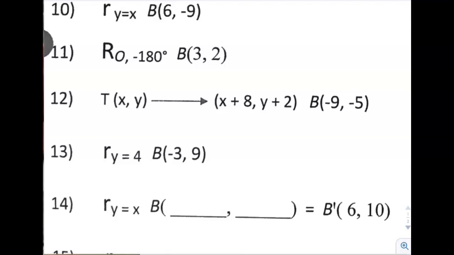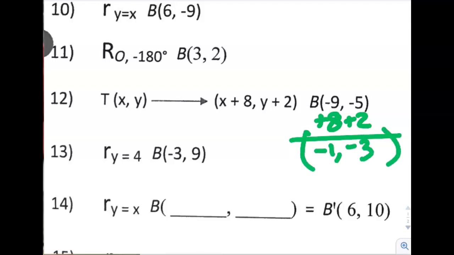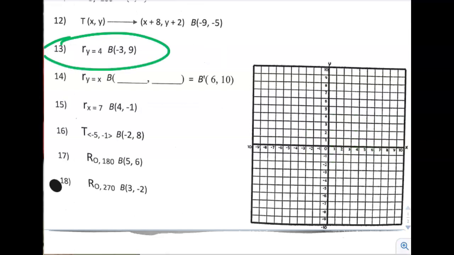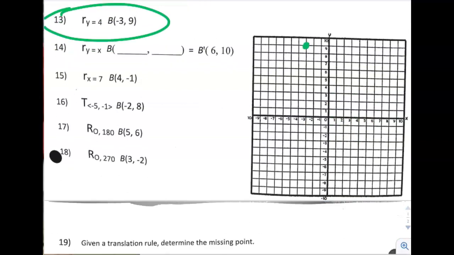Number 12, I'll just show you mathematically. If you're starting with negative 9, negative 5, you're going to take the x and add 8, and you're going to take the y and add 2, you're going to end up with negative 1, negative 3. Number 13, if I'm taking negative 3, 9, and I'm reflecting it in the line y equals 4. Y equals 4 is a line that cuts through the y-axis at 4. So we go 1, 2, 3, 4, 5, 1, 2, 3, 4, 5. You end up at negative 3, negative 1.